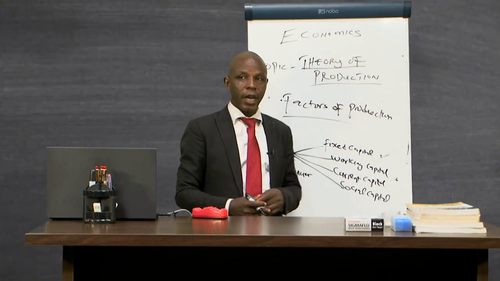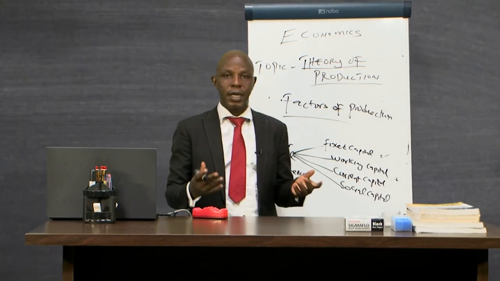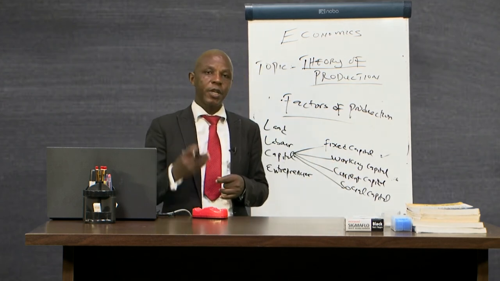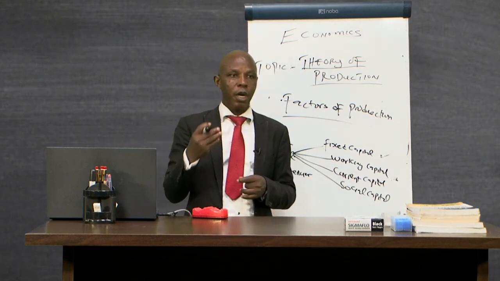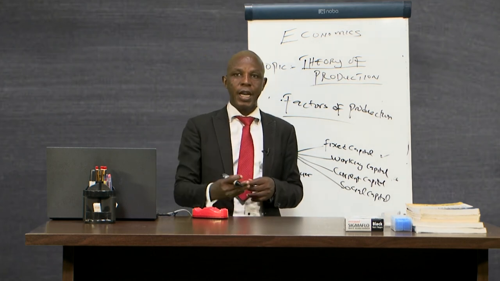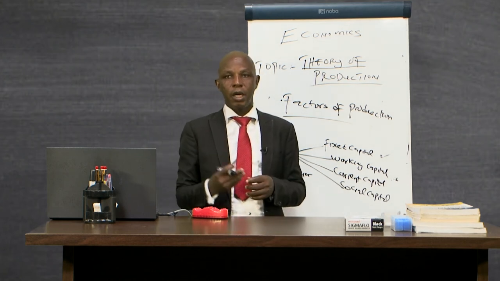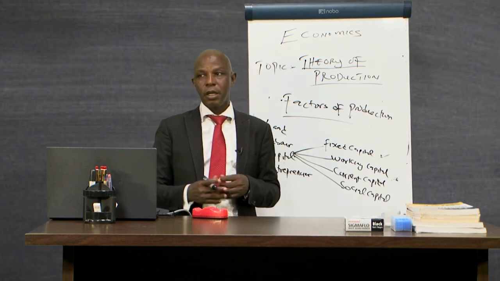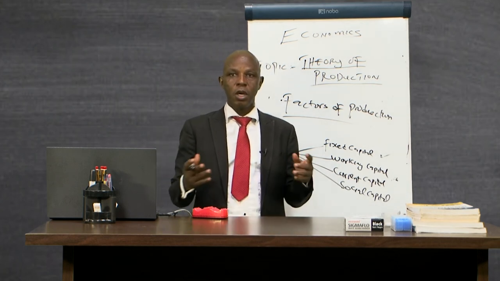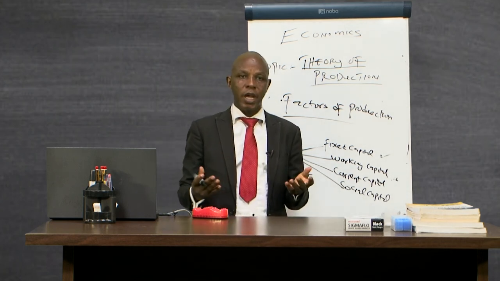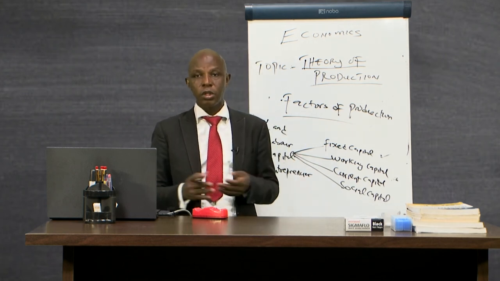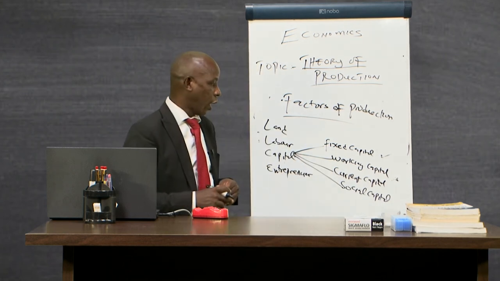The next one is working capital or circulating capital. So what is working capital? Working capital or circulating capital is the capital that is used up in the process of production. A good example is the raw material that we use in the process of production. When we use our raw materials in production, they are used up, they will not remain. That is working capital.